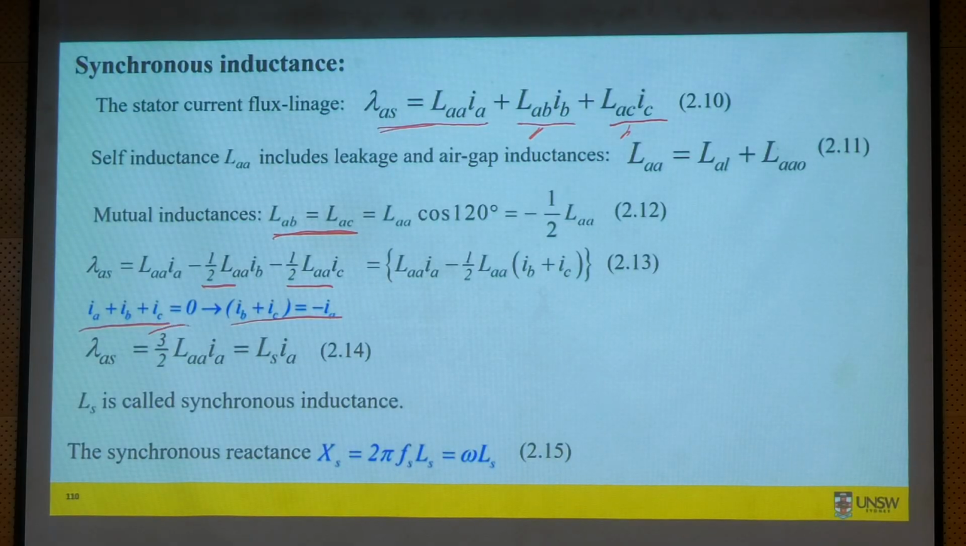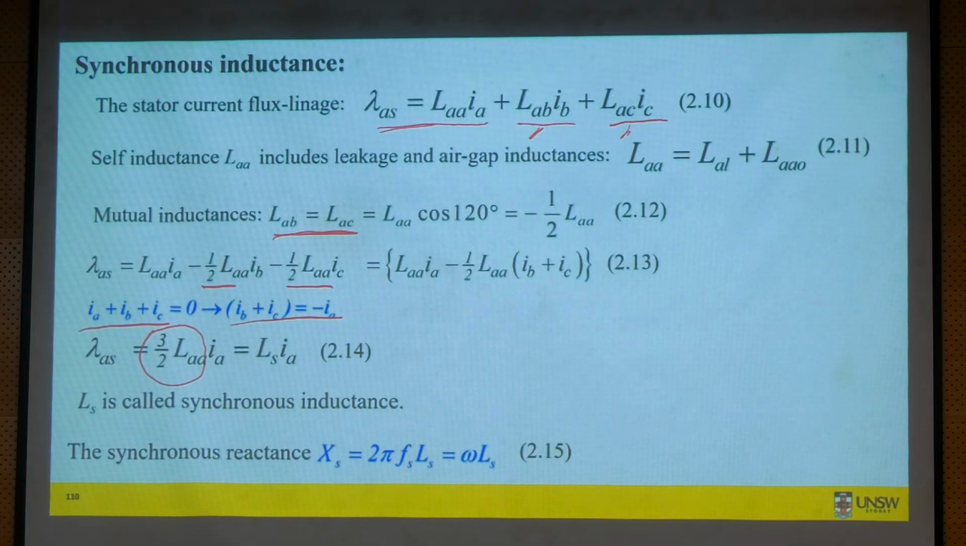So this 3/2 self-inductance is the synchronous inductance, which includes the self-inductance and mutual inductance. Okay, that's your synchronous inductance. The synchronous inductance includes both self and mutual inductances of your windings.